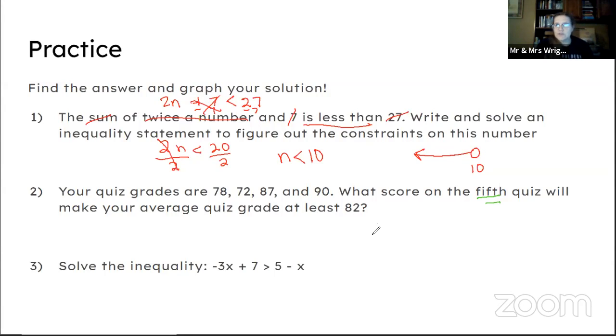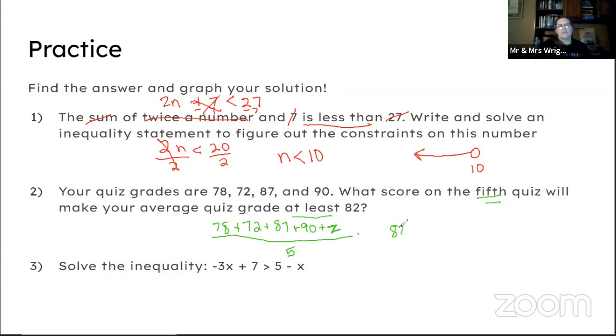Well, in order to do this, you need to know how to find an average. How you find an average is you have to add everything up, then divide by how many there are. So let's add these up. 78 plus 72 plus 87 plus 90 plus our 5th quiz grade. Let's call it Z for quiz. Okay, now all of that added up. So the sum of all of those divided by 5 has to equal at least 82.